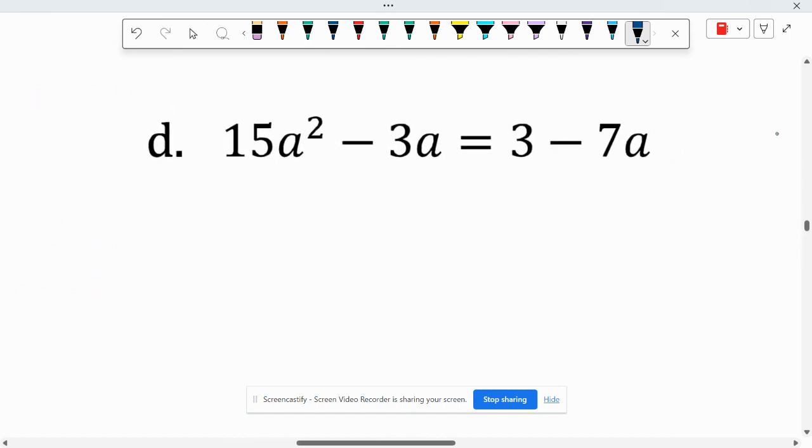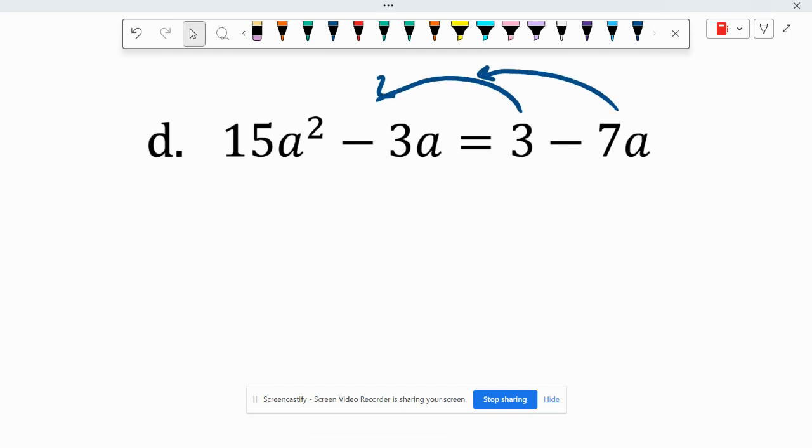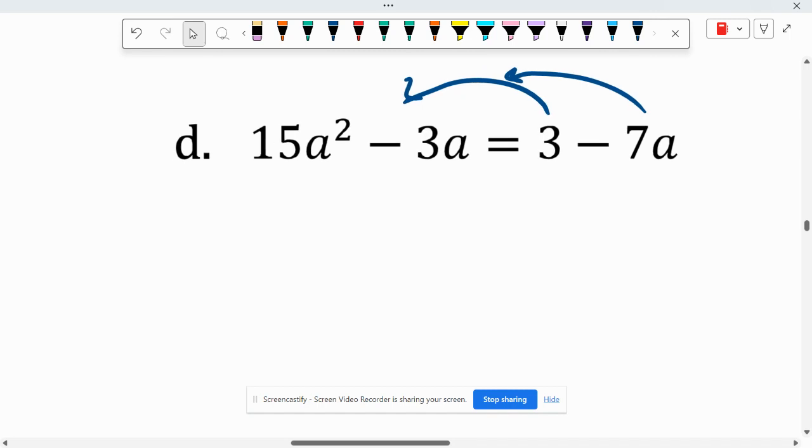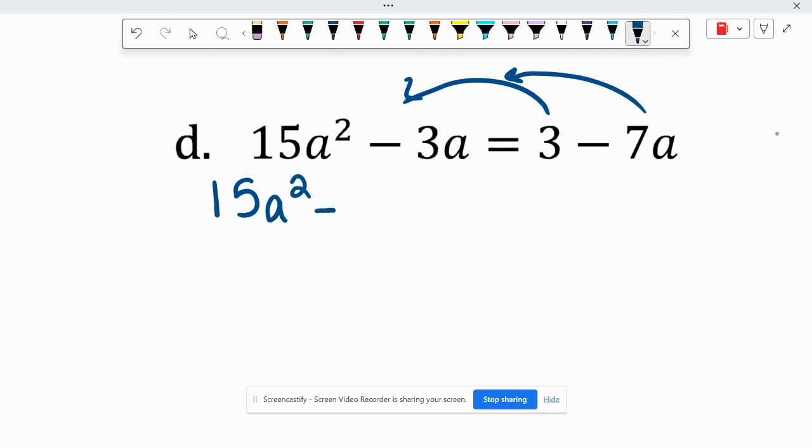What do I have to do with these 2 terms right here? Just going to keep drawing arrows, right? I need to move them over. And when I move them over, I'm just going to leave them as 4 terms. I'm not even going to combine like terms. 15a squared minus 3a. When I take this -7 and add it to the other side, it becomes a positive 7a. When I take this positive 3 and move it to the other side, it is now a -3. Does everybody see what I'm doing? Do I have to show that step maybe? Do you need to see it?